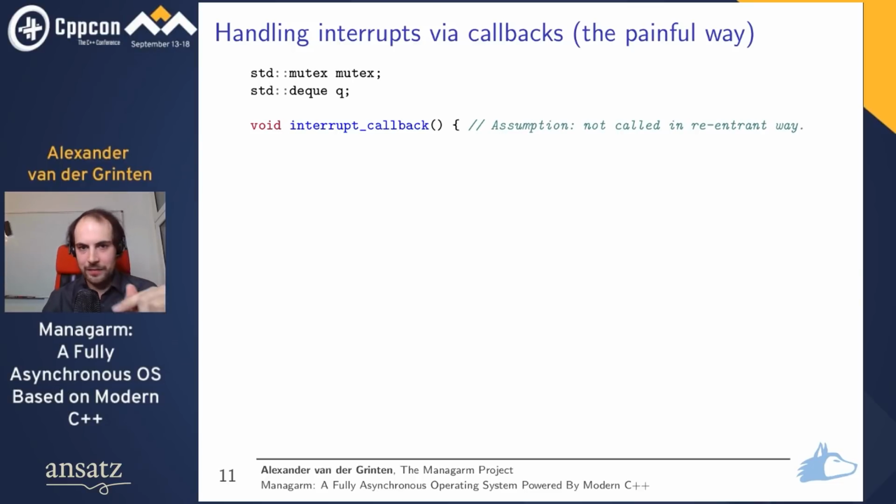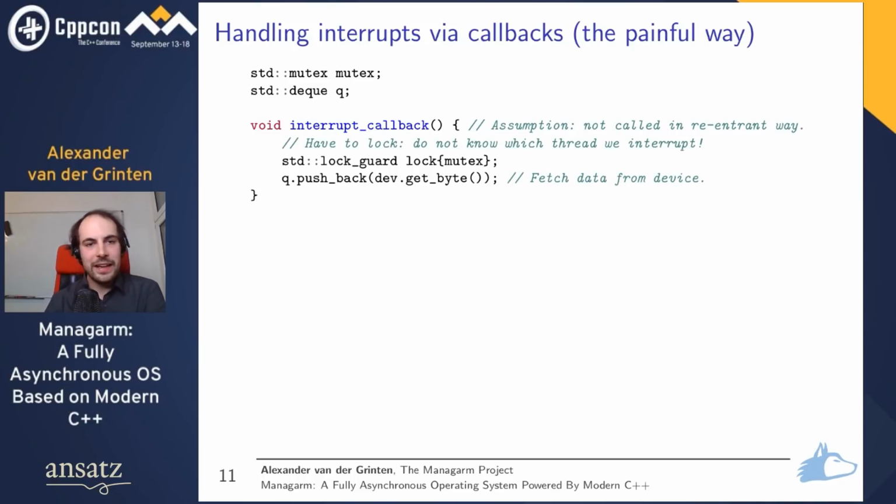And already here we have to make some assumption, and that assumption is that this interrupt callback, this interrupt handler, is not called reentrantly. So while it runs, we already assume that it cannot be started again, which is something that the CPU actually needs to ensure first. So that's not given for free in reality. But now we automatically have to lock. At least if you have a multi-core CPU, we do not know which thread we interrupted, so we have to lock because we have to synchronize against code that runs on a different core.